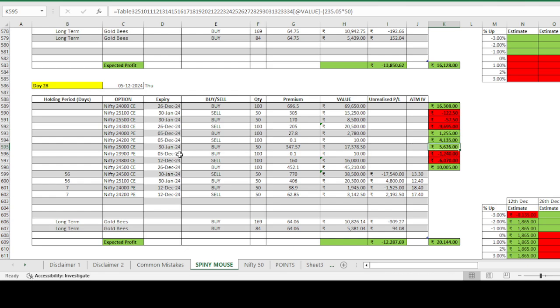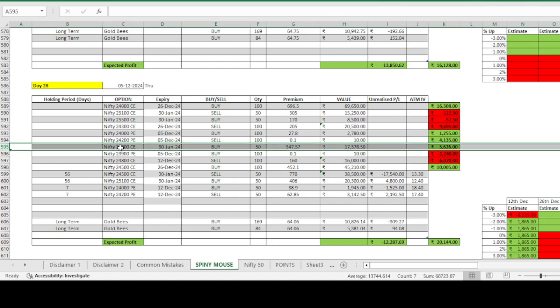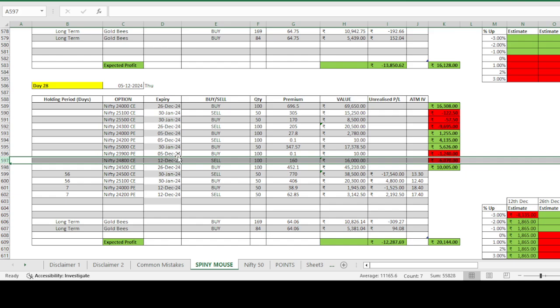And here, if you see, this position is also in profit, so I closed that 25,000 CE. It's a Jan series actually. When it became profit, I closed it when I got the opportunity. I also closed another two positions: 24,800 CE 12th December and 24,500 CE, the highest.